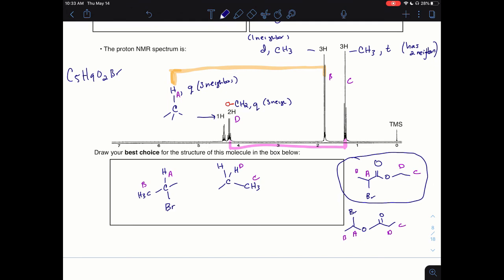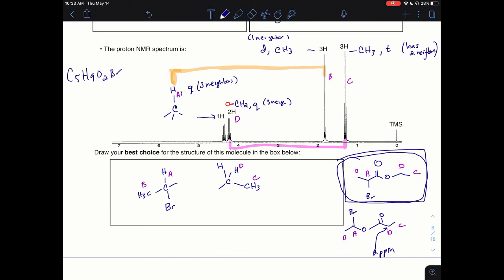It cannot be that structure because we would have a chemical shift of 2 ppm for signal D, and we don't. It's at 4.5 or 4.2. So it cannot be this structure because we would not get the right chemical shift. It has to be this structure.